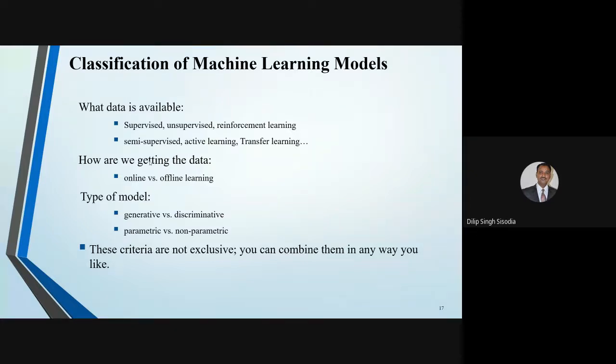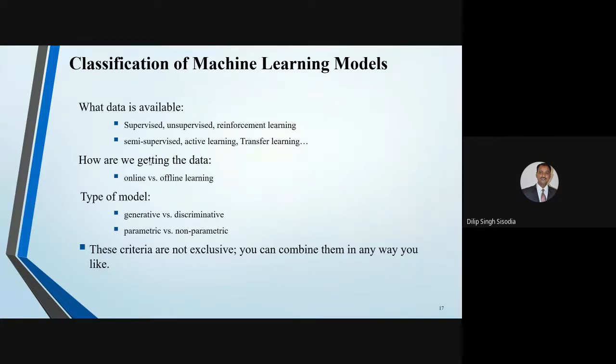For example, we are saying that for the working of any machine learning algorithm, data is a must. So how is this data available, and how is this data presented to our algorithm? On the basis of the availability of data, these machine learning algorithms are classified into supervised, unsupervised, reinforcement learning, semi-supervised learning, active learning, transfer learning, etc.